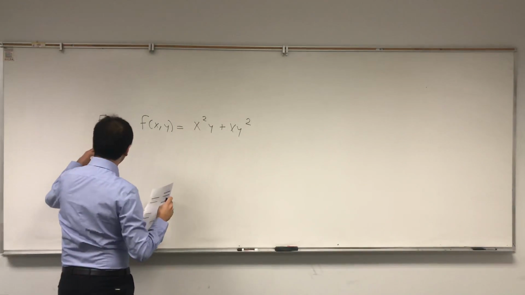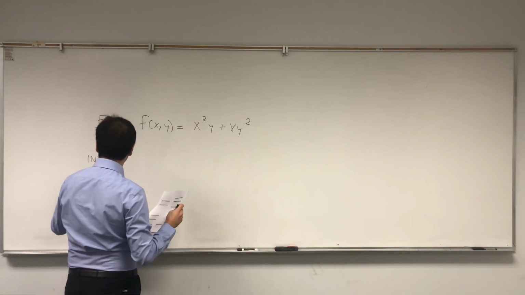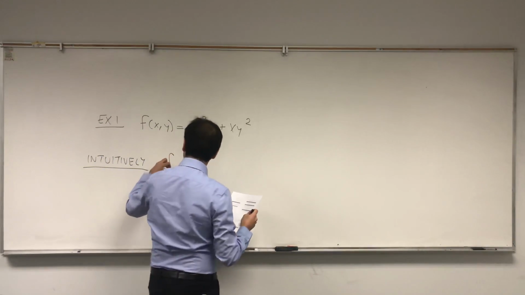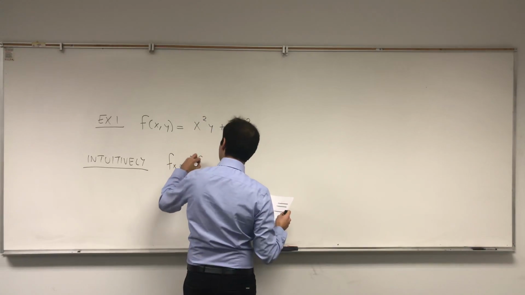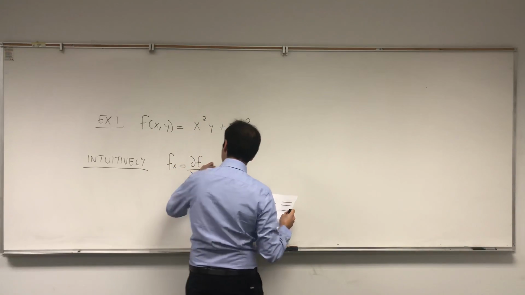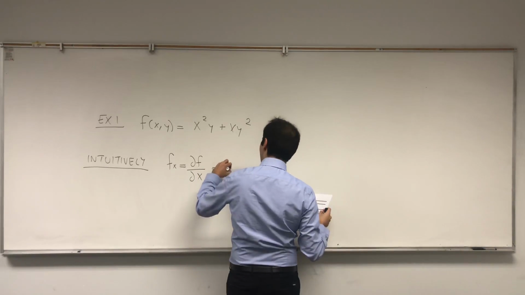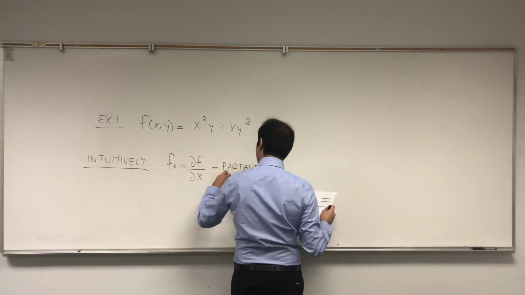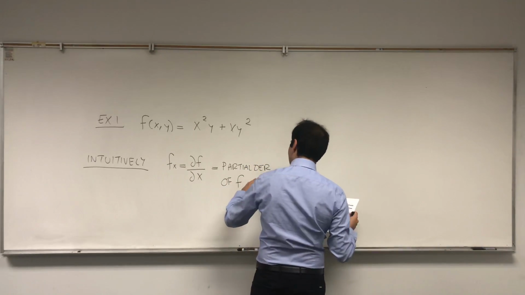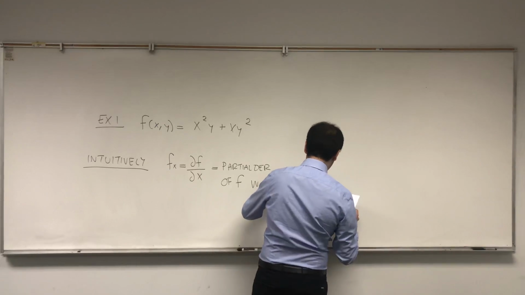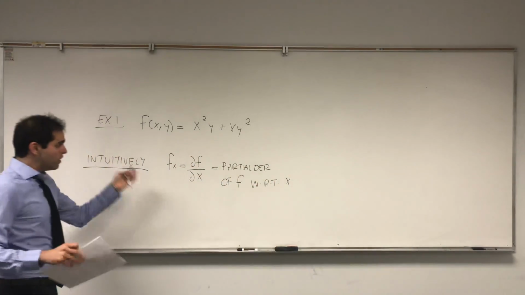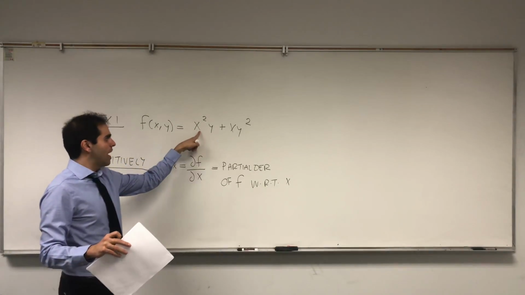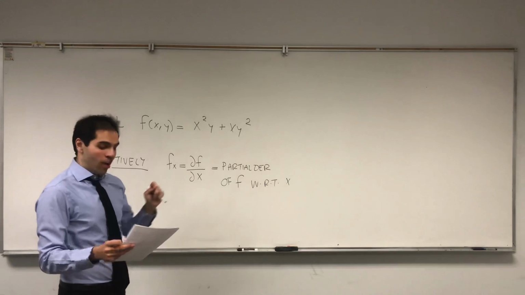So intuitively, and I'll give you a definition at the end, there's something called f_x, or also written as partial f over partial x. And what this is, it's the partial derivative of f with respect to x. And what does that mean? It just means differentiate f with respect to x, but leave y constant.